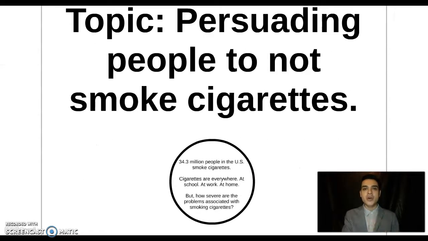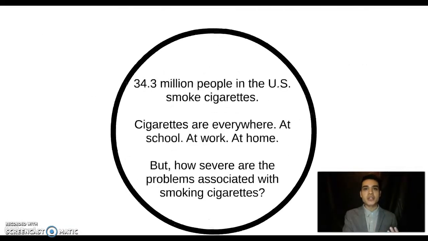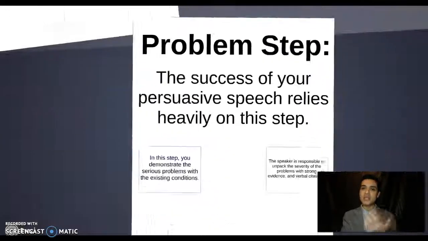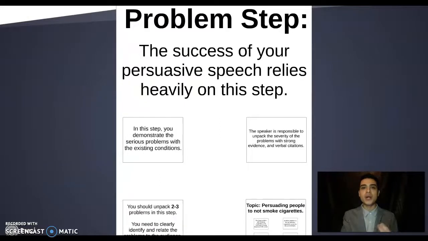So let's go off the example, and let's say somebody chooses the topic of persuading people to not smoke cigarettes. They can create an attention step that sounds something like: 34.3 million people in the US smoke cigarettes. Cigarettes are everywhere. They're at home, they're at school, and they're at work. But how severe are the problems associated with smoking cigarettes? Which will lead us to our second step, which is the problem step.